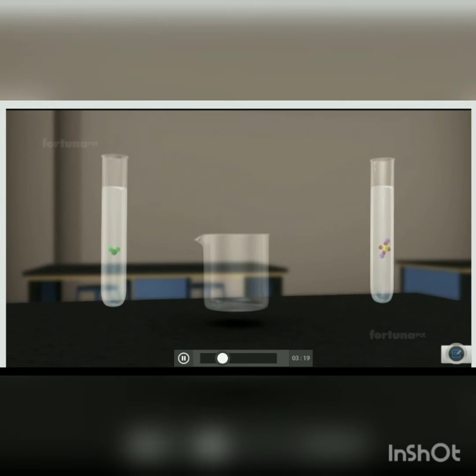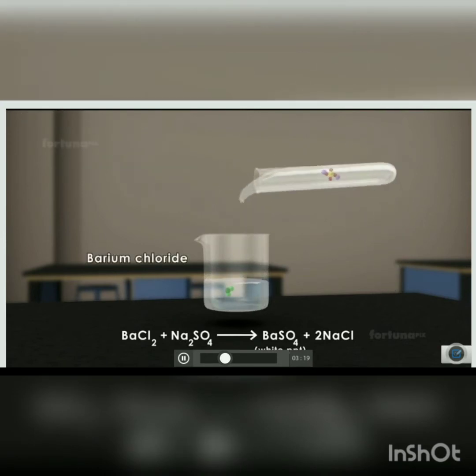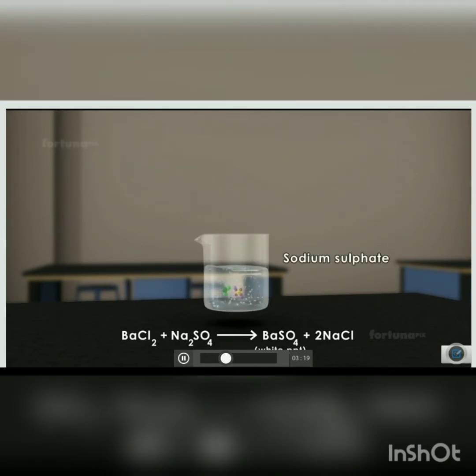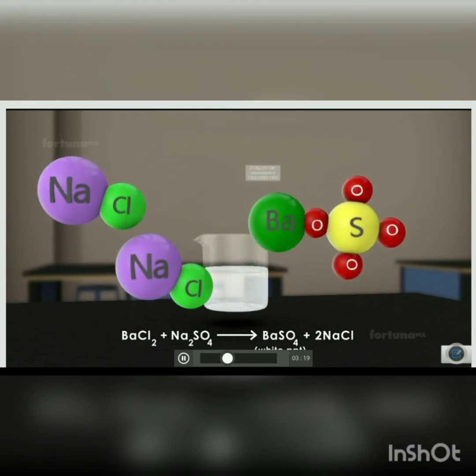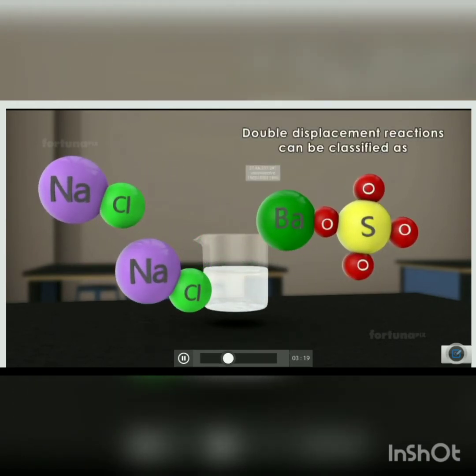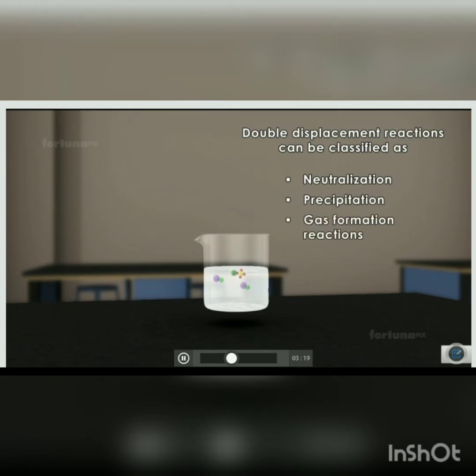Now we will discuss an example of a double displacement reaction, which is the reaction between barium chloride and sodium sulfate to form a white precipitate of barium sulfate, and with it common salt forms here, which is sodium chloride. Double displacement reactions can be classified as neutralization, precipitation or gas formation reactions.